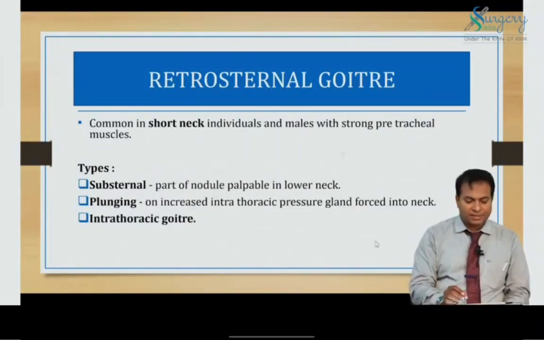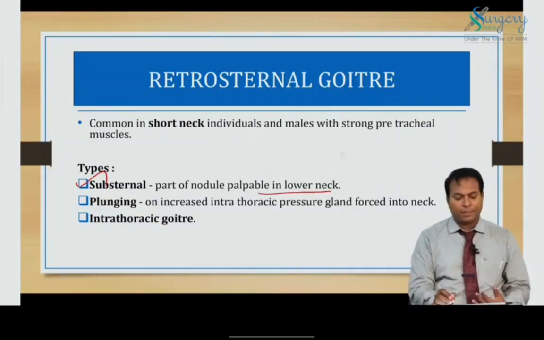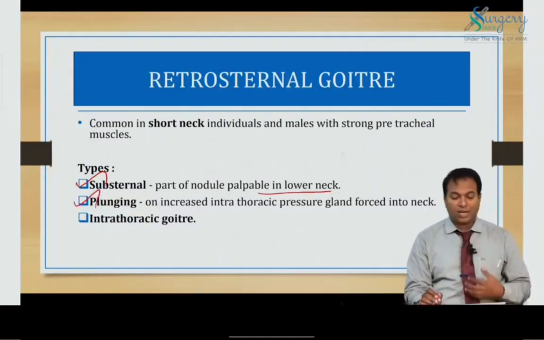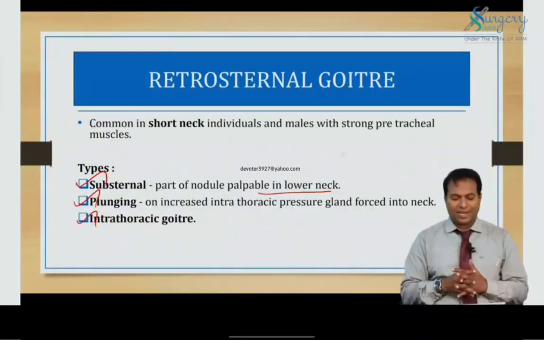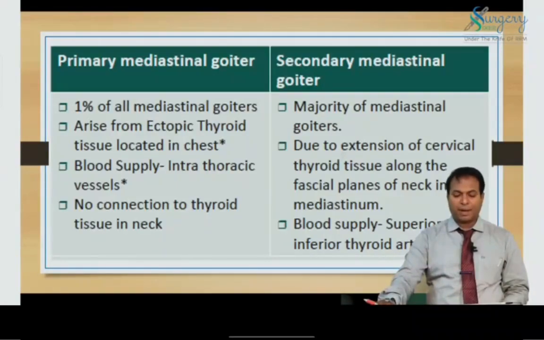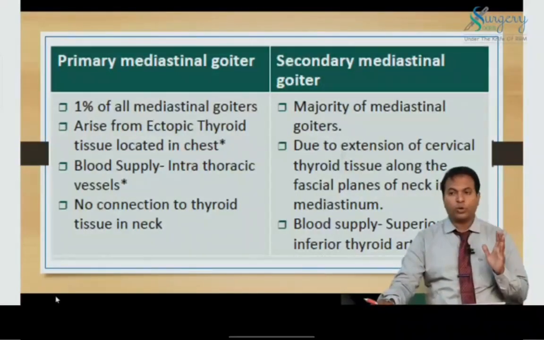The goiters can otherwise be said as substernal, part of the nodule palpated in the lower neck. It is coming from inside to outside, plunging goiter on increased thoracic pressure. On coughing, you can see the gland come out and go back inside, plunging and intrathoracic goiter. So this is one classification in one book. And the classification in Schwartz is primary and secondary mediastinal goiter. I want you to remember the Schwartz classification.